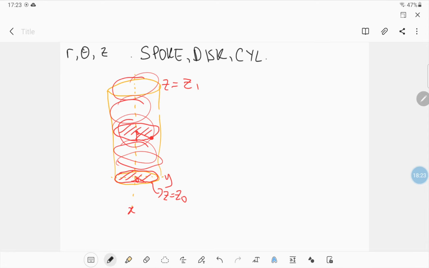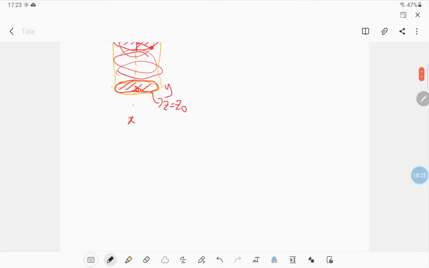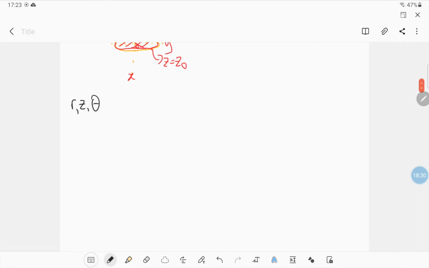Okay, so what about if we do r, z, theta? Or z and then theta. So if we're doing r first, the initial setup is going to be the same. You're going to be finding the mass of a spoke. Now, if you're going to integrate with respect to z, what you're doing then is you're adding up the spoke from here up to here.